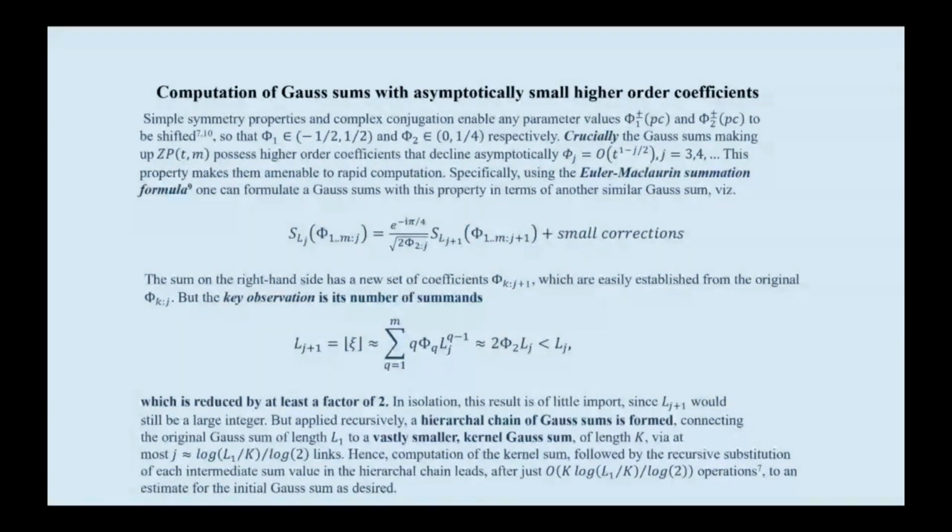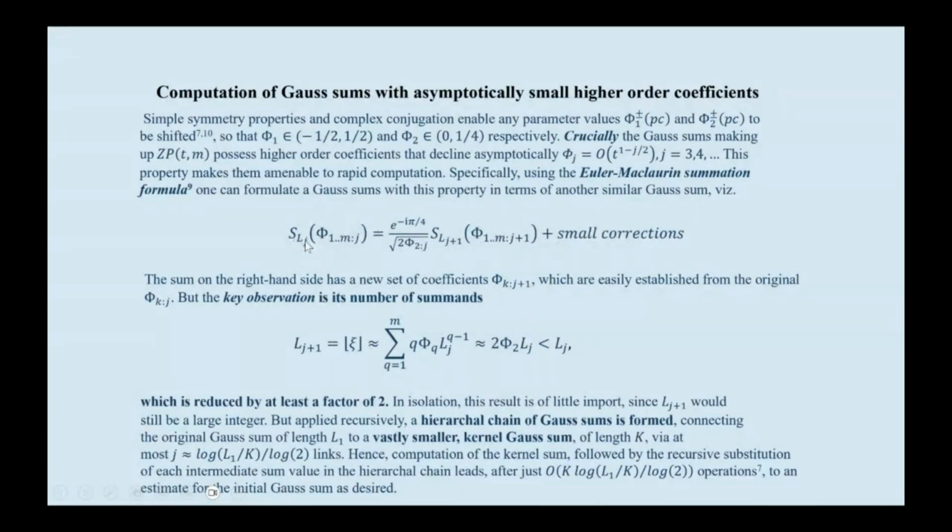So it's not a case of general Gauss sums. It's only these Gauss sums with the asymptotically small higher order coefficients. But those are the ones that appear in the expression for Zp and hence Z. So we can then use something called the Euler-Maclaurin summation formula, a standard formula, to express our original Gauss sum in terms of another Gauss sum with some different coefficients, but they're easily calculable, and a few small corrections, which I won't go into detail here. But basically, you've got your original Gauss sum in terms of a new Gauss sum.